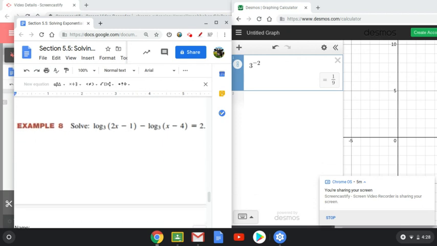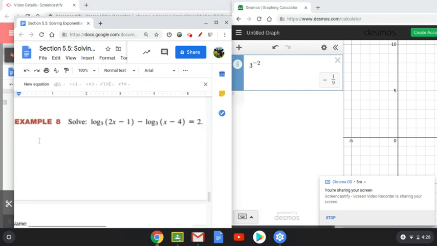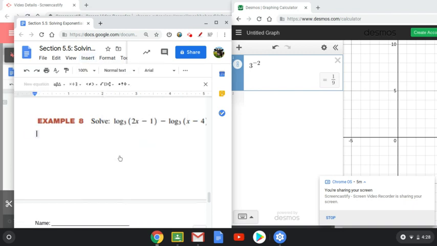So example 8 is, again, got two logarithms, which means I'm going to have to try to put those together before I do anything else. So how would I go about doing that? Well, I see a minus sign in the middle of them. Subtraction always pairs up with division if I'm talking about logarithms. So in order to put those logs together, I'm going to divide their arguments. So the 2x minus 1 and the x minus 4. So that would look like this right here.